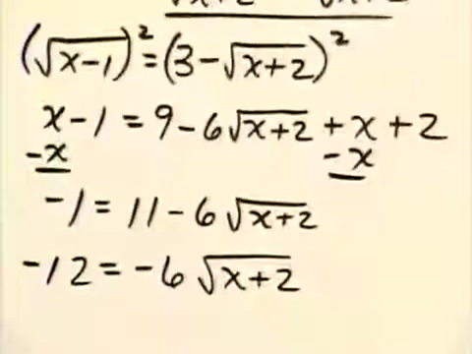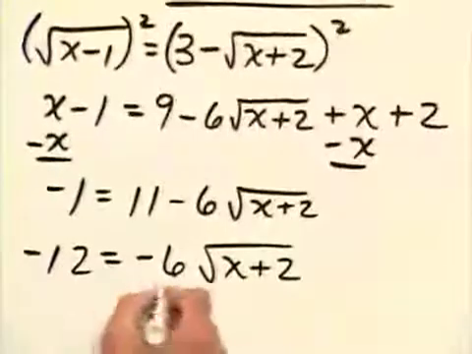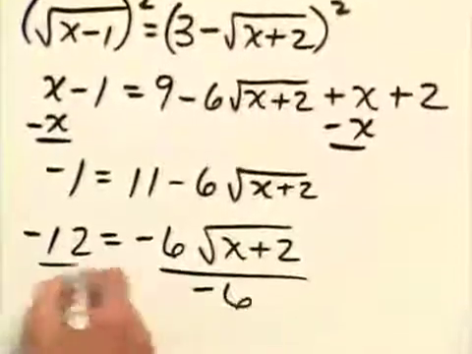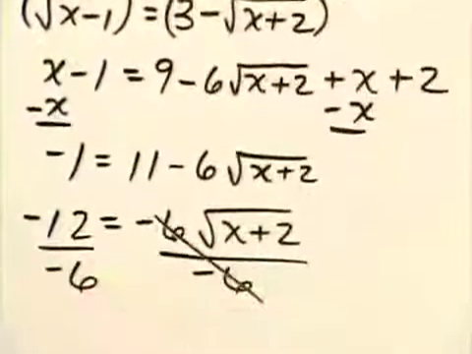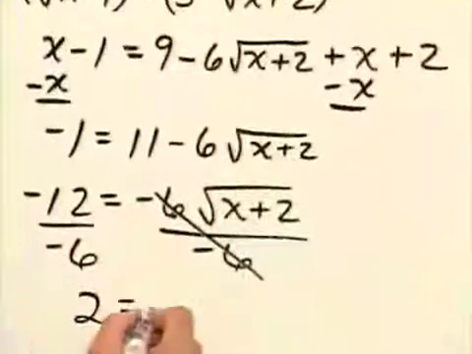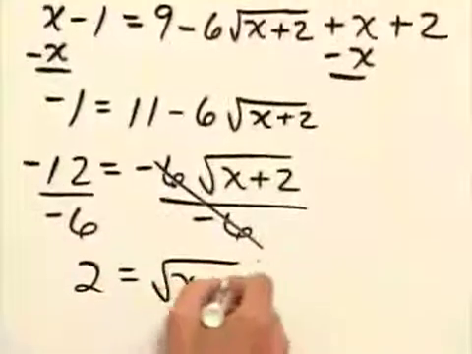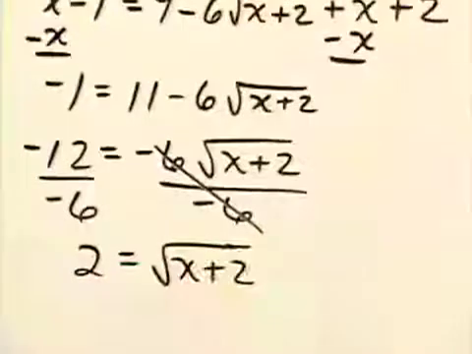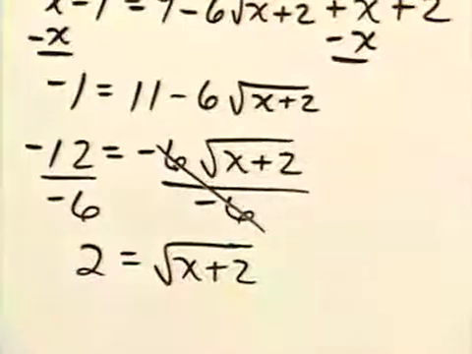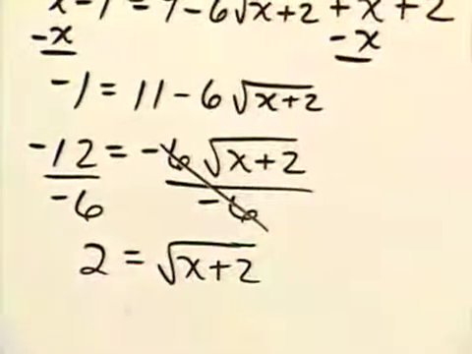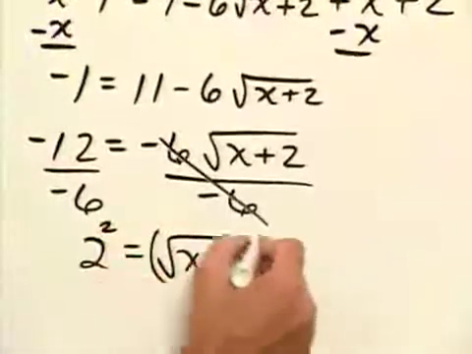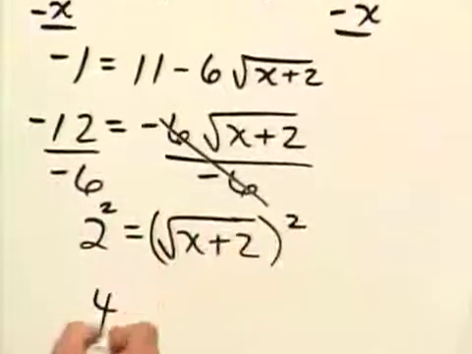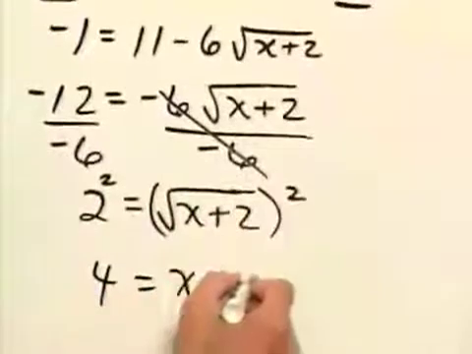Still, I can isolate my radical further by dividing both sides by negative 6. These two will cancel out, and I have 2 is equal to the square root of x plus 2. Now I have my radical isolated, and I'll again raise both sides to the power of my index, which is 2. So I'm going to be left with 4 is equal to x plus 2.